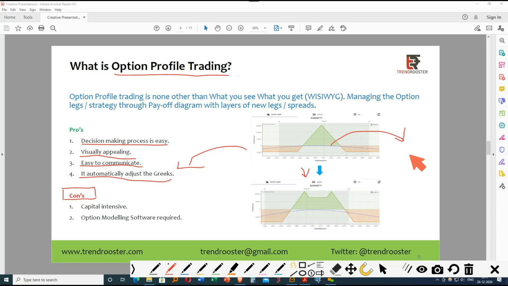So, the cons. Let's look at the cons also. It's not only the pros. It's very capital intensive. Less than 15L, we can't trade this kind of system to make the monthly income. And we have to have option modeling software, like Option Oracle, Option Optima, and Opstra. So you need some software. Only these are the cons for me. Then the rest, everything is pro.